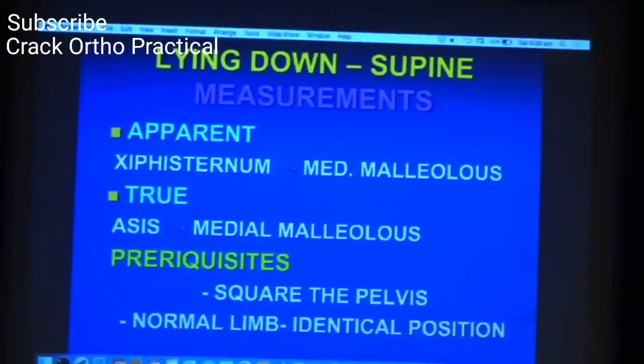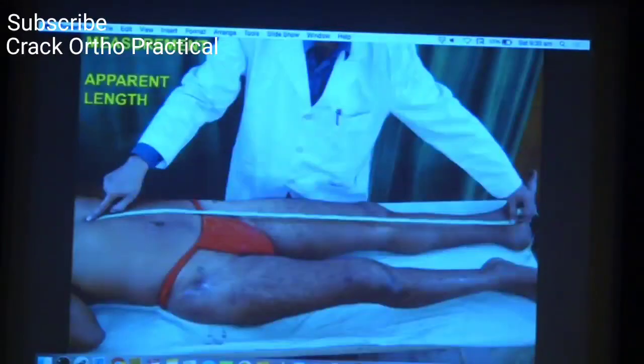We need to have two types of measurements: the apparent, which is taken from the xiphisternum to the medial malleolus, limbs lying parallel to each other, and true measurements taken from anterior superior iliac spine to the medial malleolus. And the prerequisites here are the pelvis should be square, and while measuring the normal side limb, you should place that limb in the same position, identical position, as was required of the affected side limb to square the pelvis. So these two prerequisites are a must to be satisfied as far as true measurements are concerned.